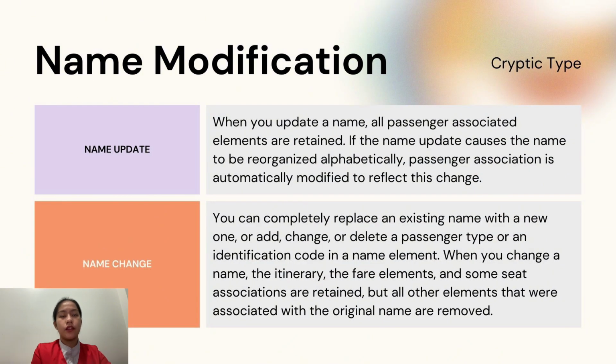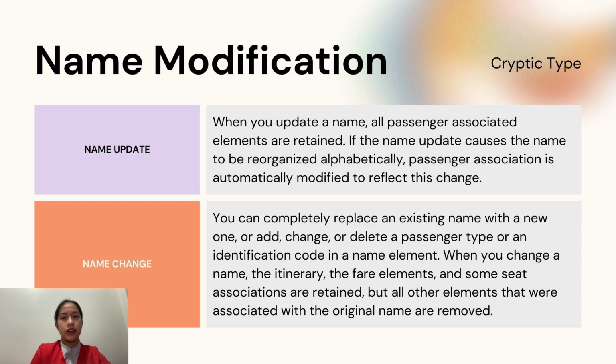Name update. When you update a name, all passenger associated elements are retained. If the name update causes the name to be recognized alphabetically, passenger association is automatically modified to reflect this change. Name change. You can completely replace an existing name with a new one, or add, change, or delete a passenger type or an identification code in a name element.